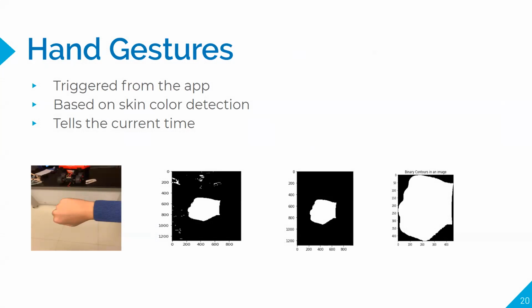Okay, so now for the hand gestures, it allows the users to trigger a certain functionality from the application itself. For this to happen, we need first to detect the skin color of the hand. And as we do in the second picture, it extracted the hand with some background noise. We then filter out this background noise and take the largest connected component and compare it to the number of hand gestures we have in the data set. For this hand gesture, it tells us the current time for the user.